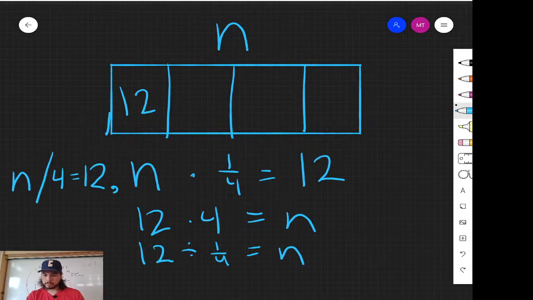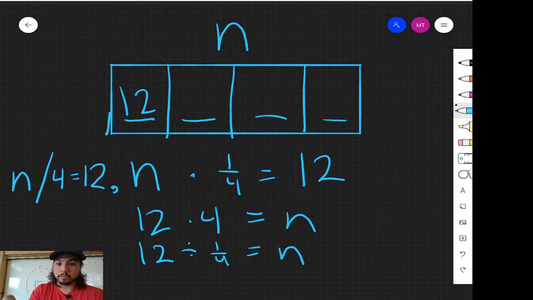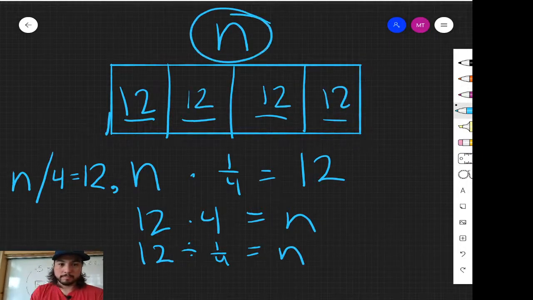Multiplication and division. Let's see. Good. I'm just checking the chat for anything else. And if we want to know what n is, we can take a look at this model, right? So if we have 12 here, and we're divided into equal groups, how much is in each group? Right, there's 12 in each group. So what does n equal?